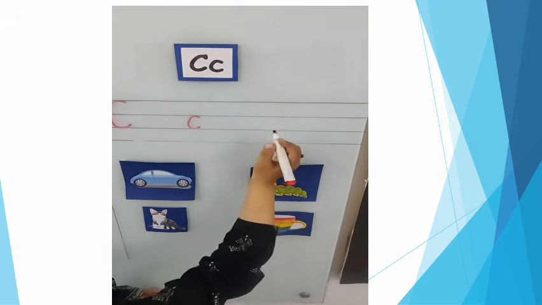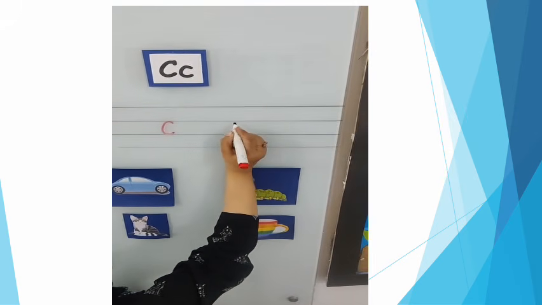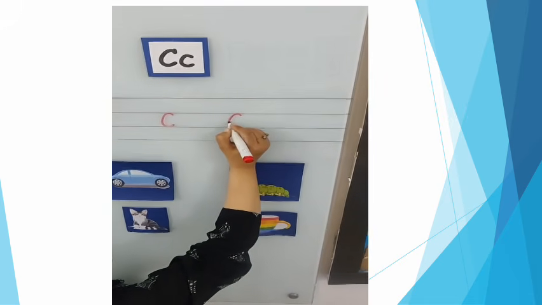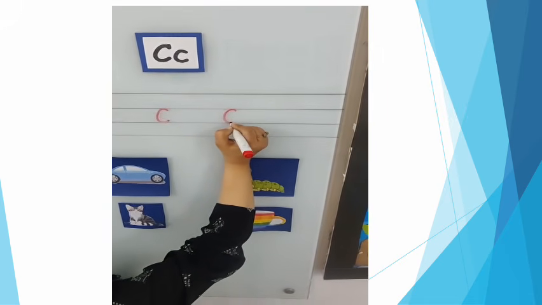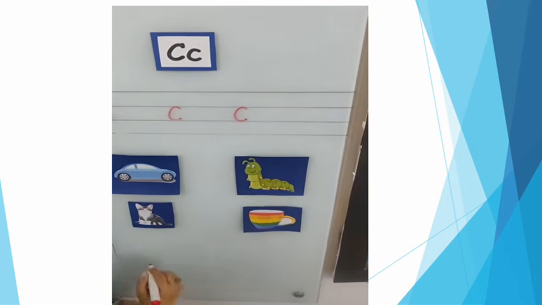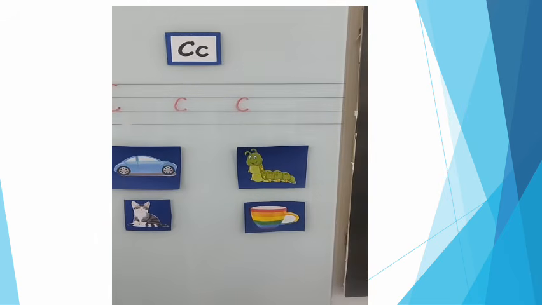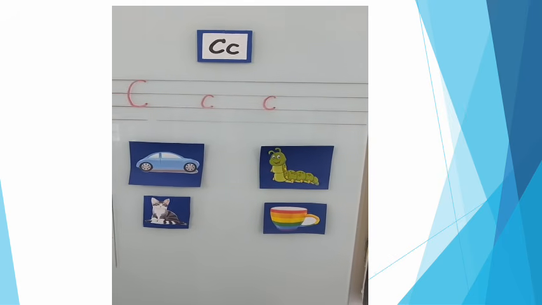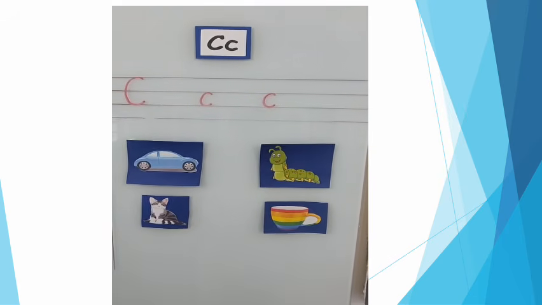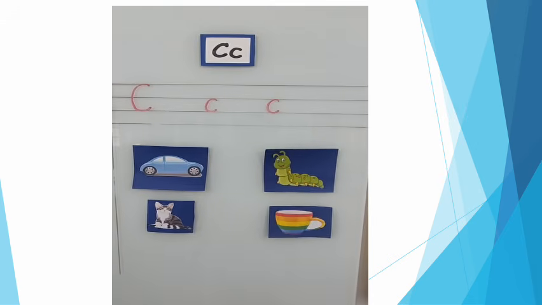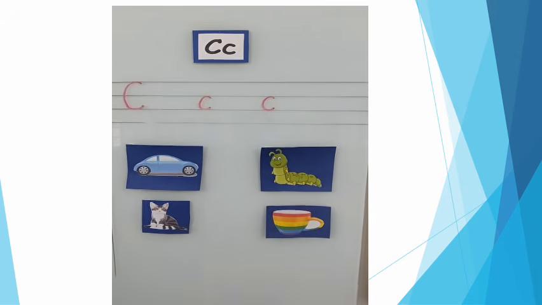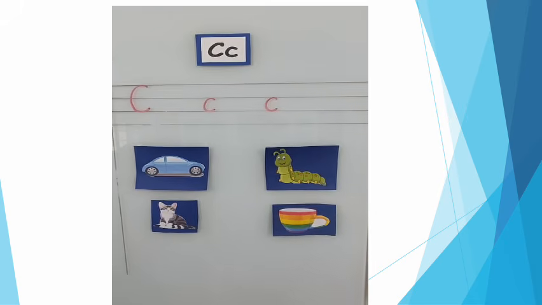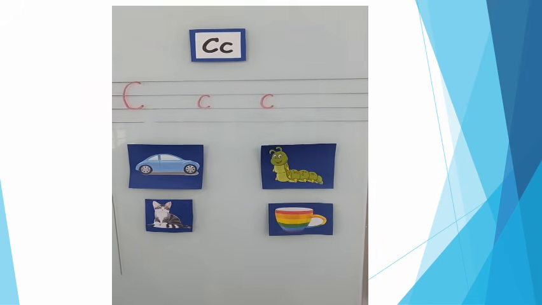Let's see. Start from the second line, make a half circle, when it touches the third line, turn it. And that is how we write c. And these are the vocabulary again: C car, C caterpillar, C cat, and C cup. Now practice the work in your workbook and write capital C and small c.